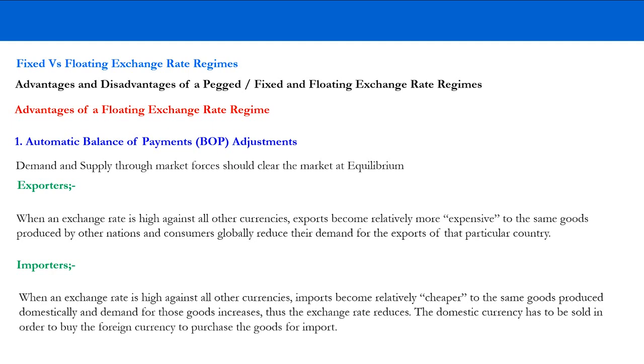In this instance, automatically adjust lower. And the domestic currency has to be sold in order to buy the foreign currency to purchase the goods for import. So when you have a high currency value, this makes the same goods that you produce domestically at home, the same goods abroad, they become cheaper. So the exchange rate through exports and imports and through the market mechanism, the exchange rate is supposed to self-adjust.